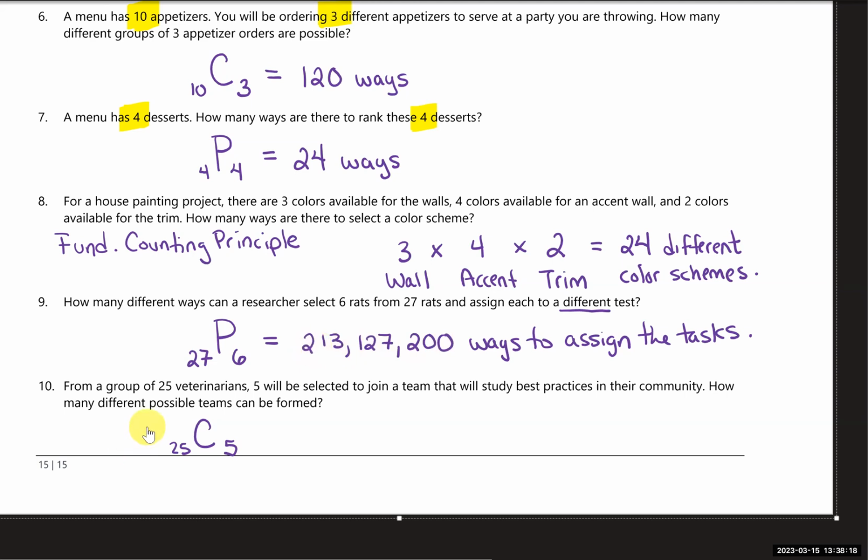And then finally, 25 veterinarians, and we're going to pick 5 to be on a team. And so there would be 53,130 different teams that are possible.